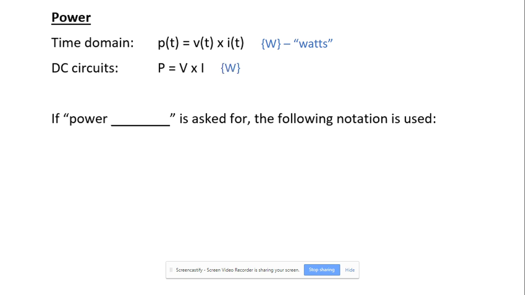Really what we want to look at is our DC circuit's power, which is P is equal to V times I. Now the units for these are watts, as we previously stated.